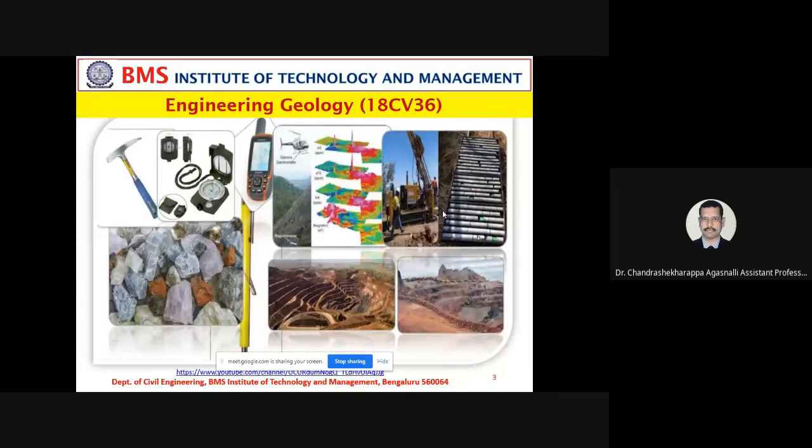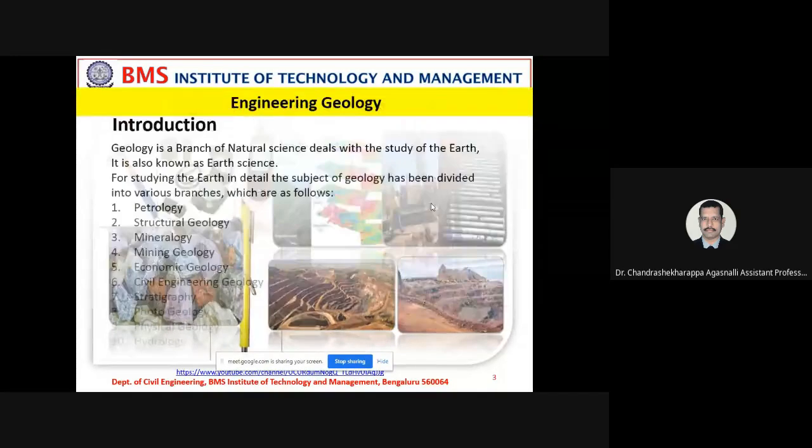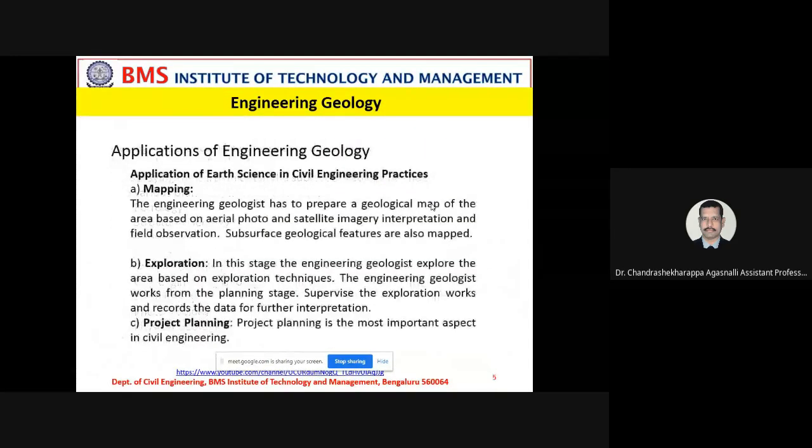So how much ore can you get if you remove the overburden? Everything we need to calculate. That mining plan should be for 20 years. They are going to sanction it for 20 years, and they are going to renew it. Okay, that's it. It's the mapping and exploration part and project planning. Project planning is the most important aspect.